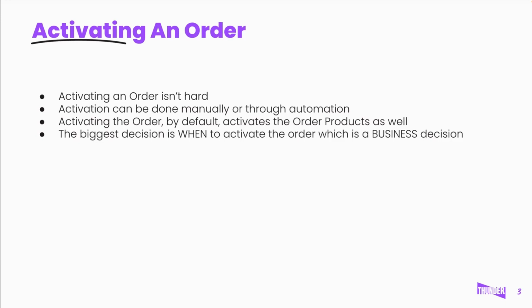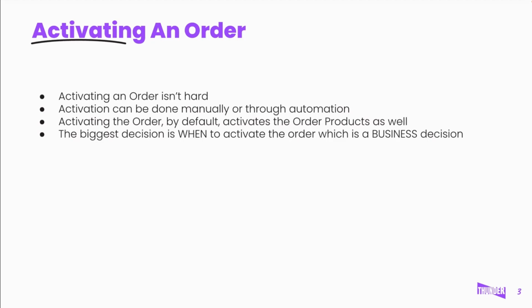Some key takeaways from seeing Mike's work in the system: activating an order isn't hard. It can be done manually, or, like I just said, through automation. Activating the order at the header level by default activates all of the child order products as well. As soon as you activate that header, it goes through each order product line item and activates them, and it will also return an activated date for those as well.